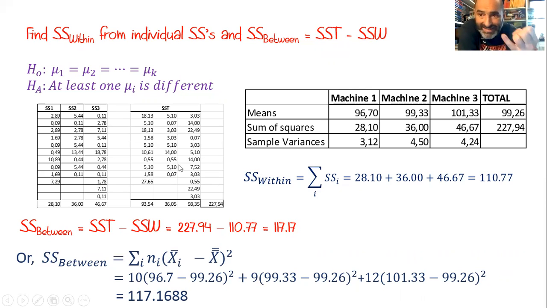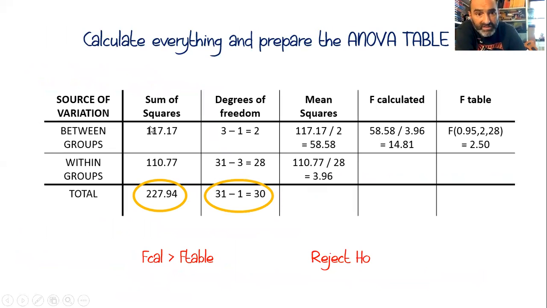So now you have SST, you have SSB, you have SSW, you have degrees of freedom. There's no reason why you shouldn't proceed to the analysis of variance table, right? So between group sum of squares, 117.17, within group sum of squares, 110.77. Total group variance, write it here. This is your checkpoint. Sum these two up to see if total is fine.